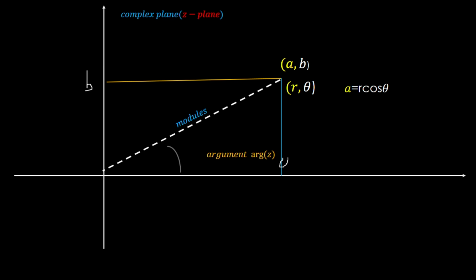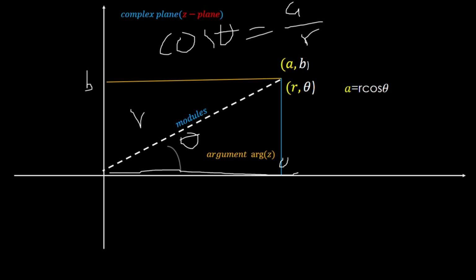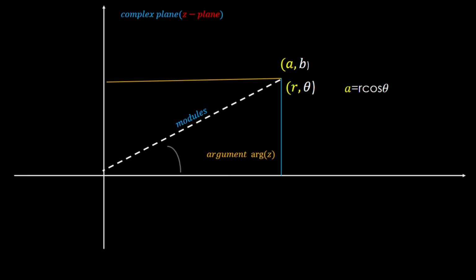And a is equal to r cos theta from the basic principle of trigonometry, because from this angle theta, cos theta is equal to what? a over r, r being the hypotenuse, so a is equal to r cos theta. And on that side, sin theta is equal to b over r, and that is the same thing as b is equal to r sin theta.